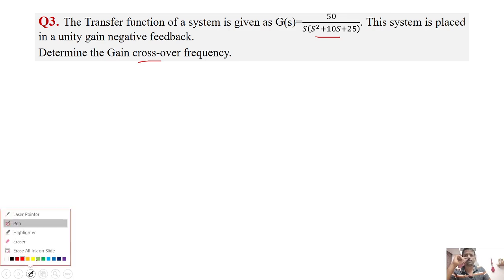Let me go to the third question. Third question is the same question. The transfer function of a system is given as G of S equal to the same gain, so open loop gain. The system is placed in a unity gain negative feedback. The question is to find the gain crossover frequency.